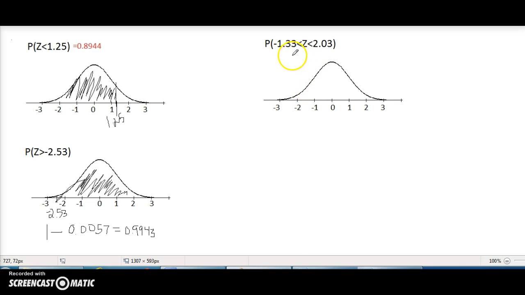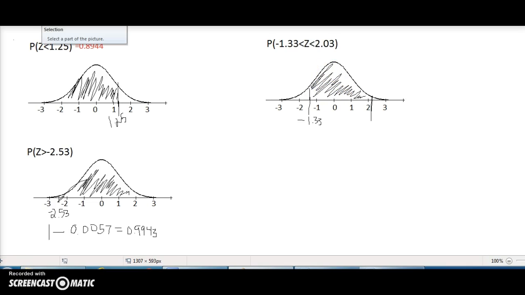Okay, for the last example, this is a little bit trickier, but we're looking for z between negative 1.33 and 2.03. So let's put these on the plots before we do anything. Negative 1.33 and 2. About right there. Not the prettiest. So let's shade between. Okay, so for this example, we are going to first find the area to the left of 2.03, and I forgot to actually put 2.03. Sorry about that.